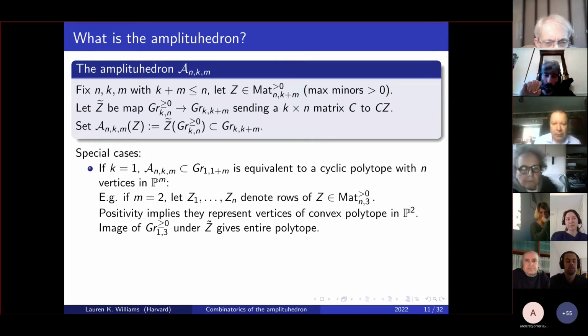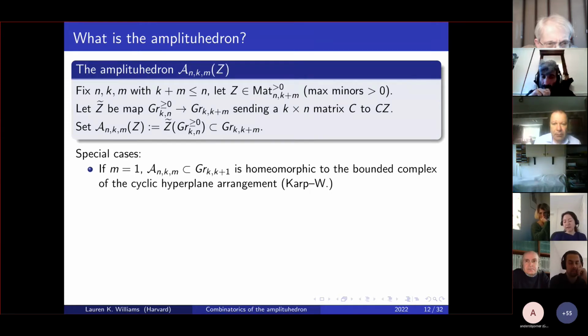So that's what happens when k is 1 and m is 2. You get a polygon in P2, and more generally for k is 1 and m general, you get a cyclic polytope. Another nice special case is when m is 1. Now your amplituhedron lies in the Grassmannian of k planes in k plus 1 space, which is also projective space.